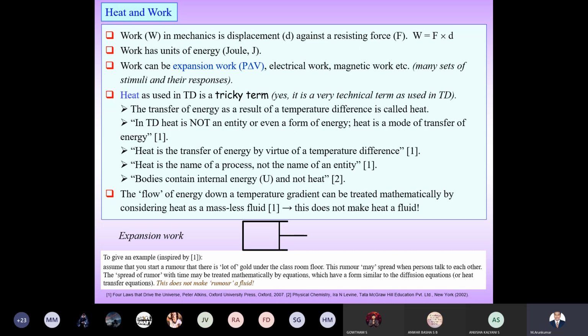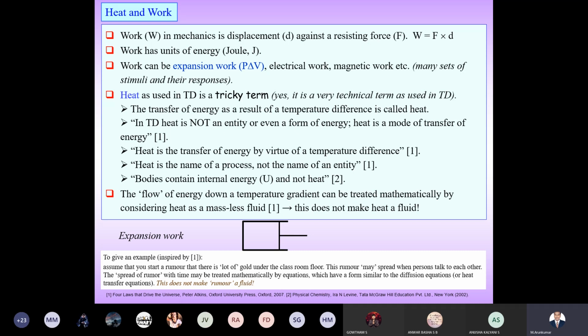D in the sense of displacement. So by giving some force to the system, how much displacement it moves can be calculated as work. Work has units of energy. So work and energy have the same unit, joule. The unit of work is joule, and the unit of energy is also joule. So just keep the units in mind.